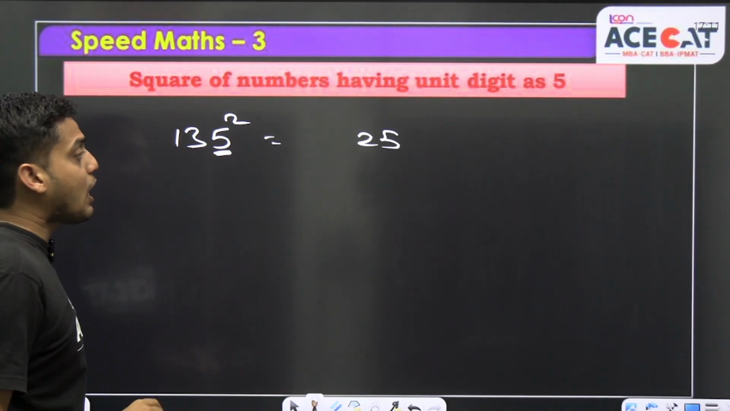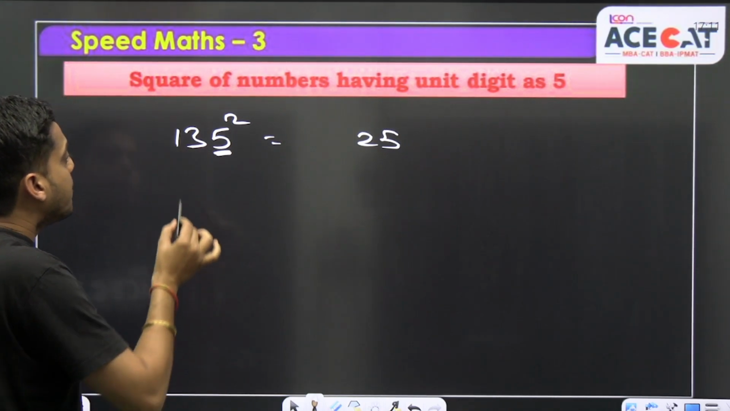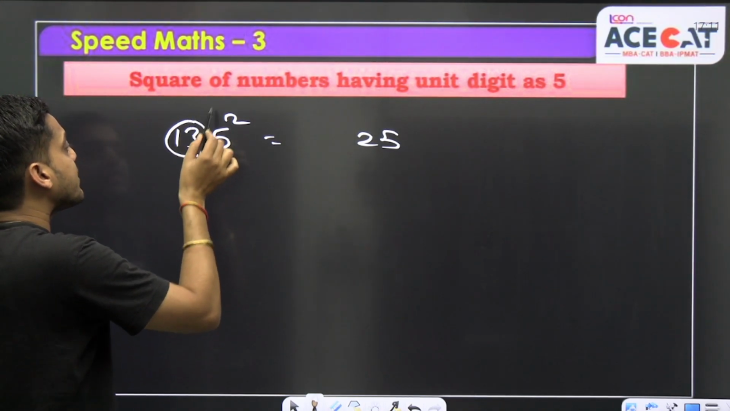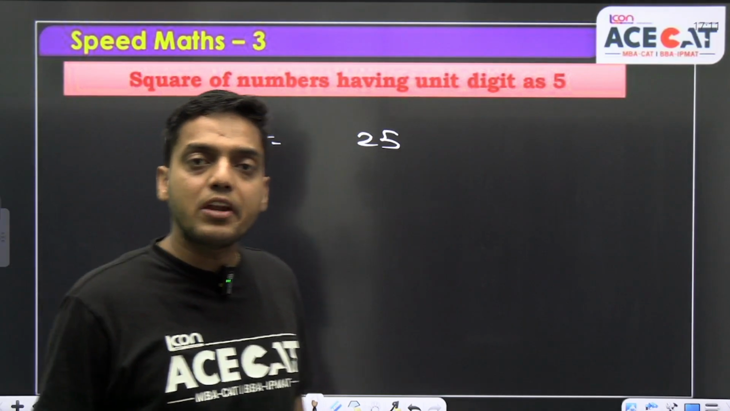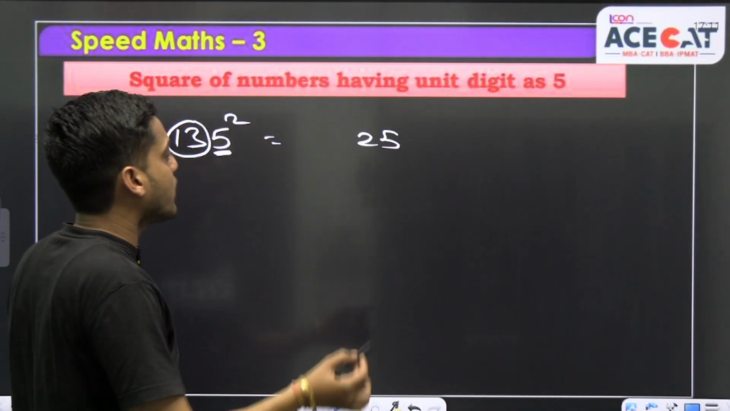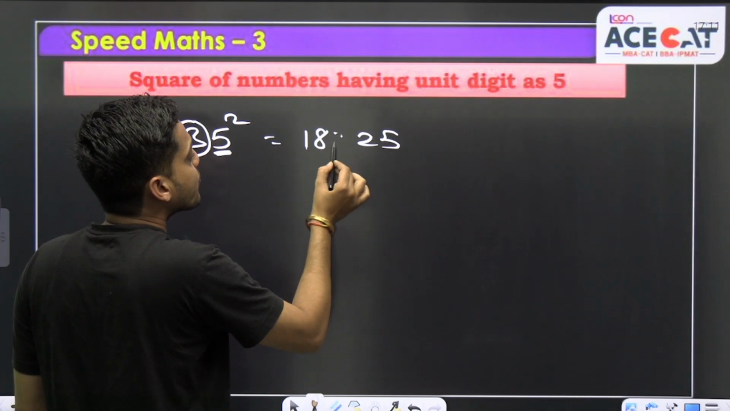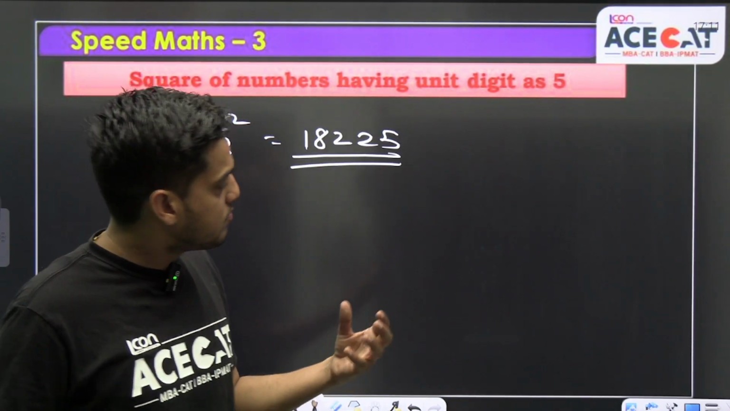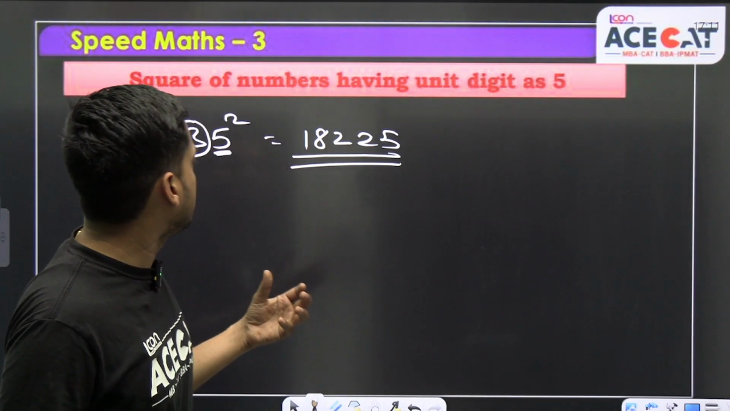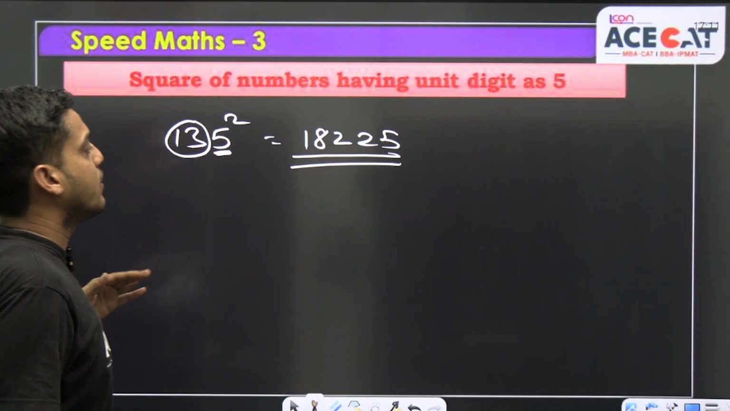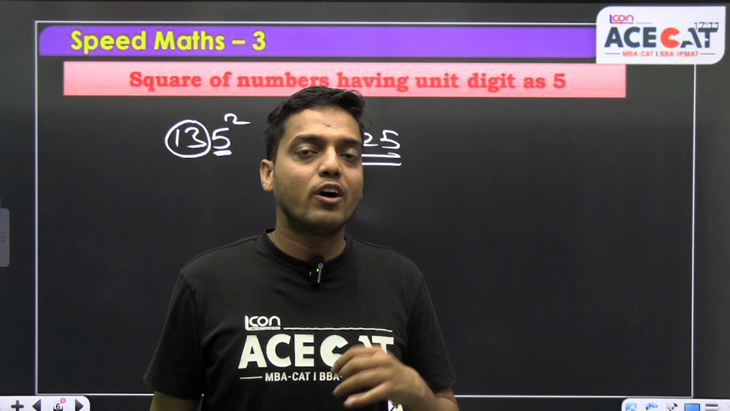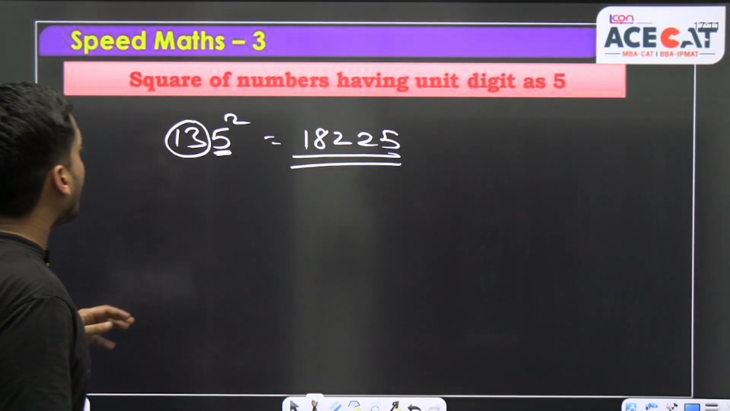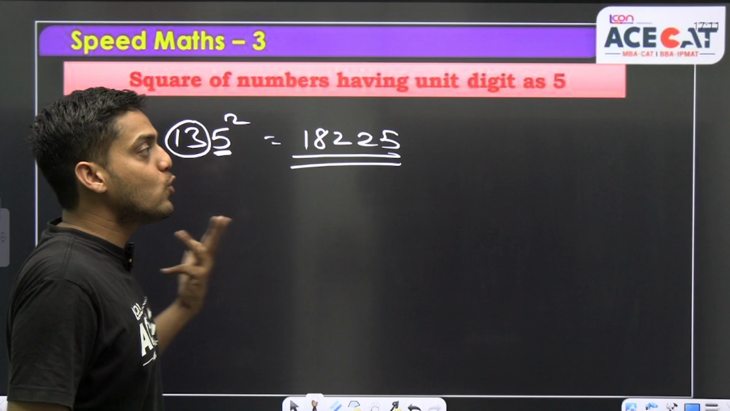That's it. And now the next task is what, beta? Multiply 13 with the next number. What is 13 into 14? 13 into 14 is 182. Now I am damn sure you are very much concerned how you have done 13 into 14 so fast, sir.